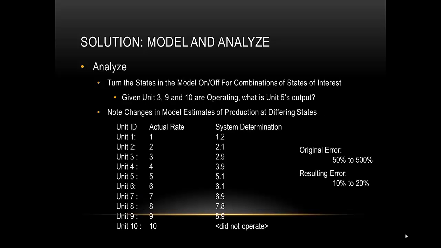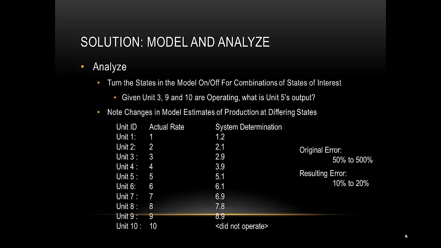Then once we have that model, we can turn states on and off in that model to get combinations of states of interest. So for example, given units 3, 9, and 10 are operating, what's unit 5's output? Because 3, 9, and 10 may interfere or enhance or reduce the output of unit 5. And so we go through and take a look at these combinatorial states of interest, measuring the output, and we turn on and off, say, unit 5's.